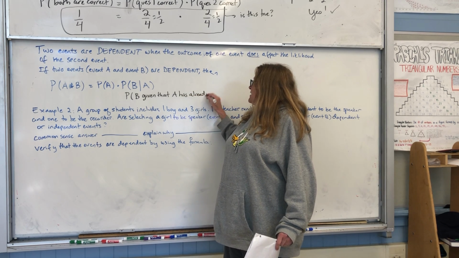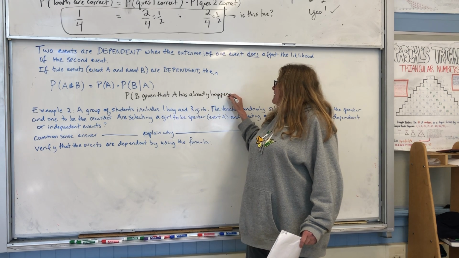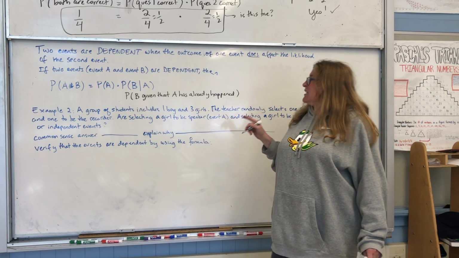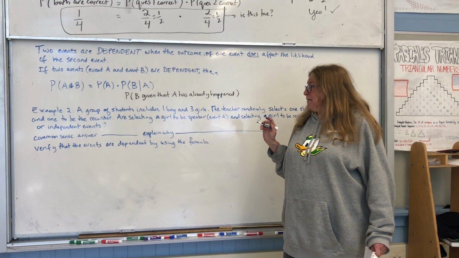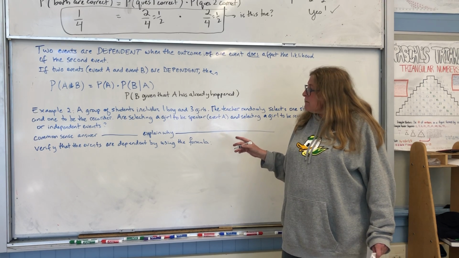Right? So here we're getting into some philosophical stuff. Sounds like it. So that's what this means: the probability of B given that A has already happened. Okay, this one's a little annoying. I have to give you a little heads up.